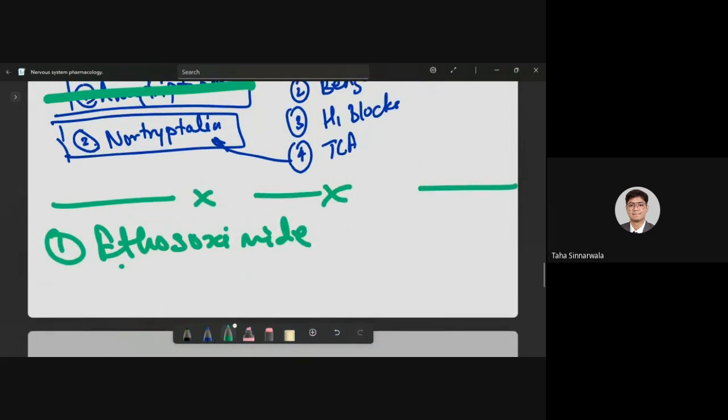Any more questions about what we've talked about until now? No, sir. Okay. So the next medication that we'll do is ethosuximide.